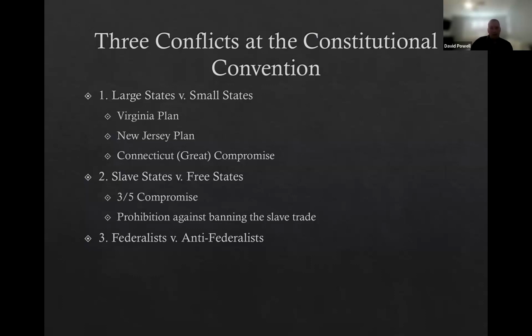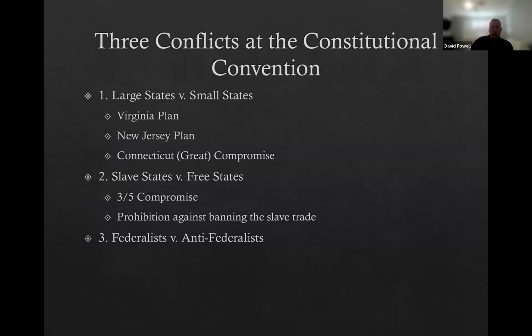And the one compromise they came to was the 3/5 compromise, dealing with how representation would be calculated in terms of an enslaved person counting as 3/5 of a free person for the purpose of proportional representation. And then another way they dealt with it, an equally bad way they dealt with it, was by prohibiting the banning of the slave trade until at least 1808.